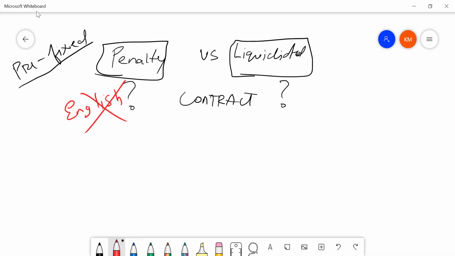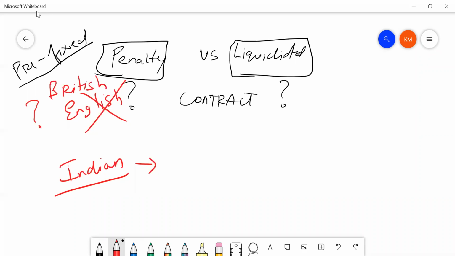But are we studying English law? No, we are studying Indian law. So what is Indian law saying? Why are they suddenly giving English law in the book, guys? Who drafted the Indian Contract Act? British people drafted it. What we did was just copy-paste and change. The Contract Act became the Indian Contract Act. We just changed the name and a few provisions. That's all. Therefore, in Indian law, there is no differentiation between penalty and liquidated damages.